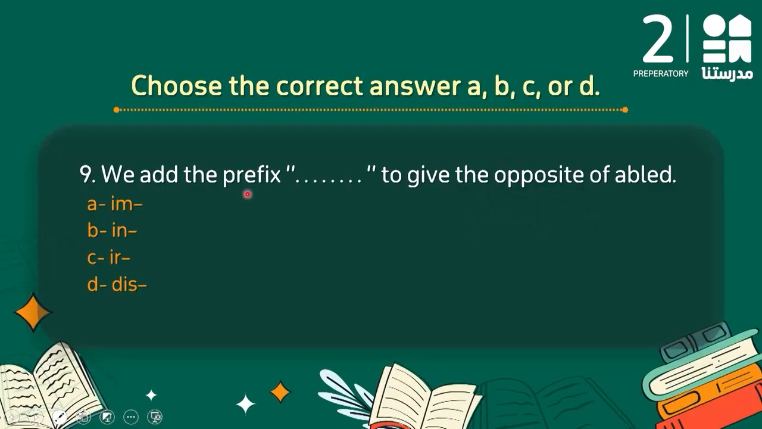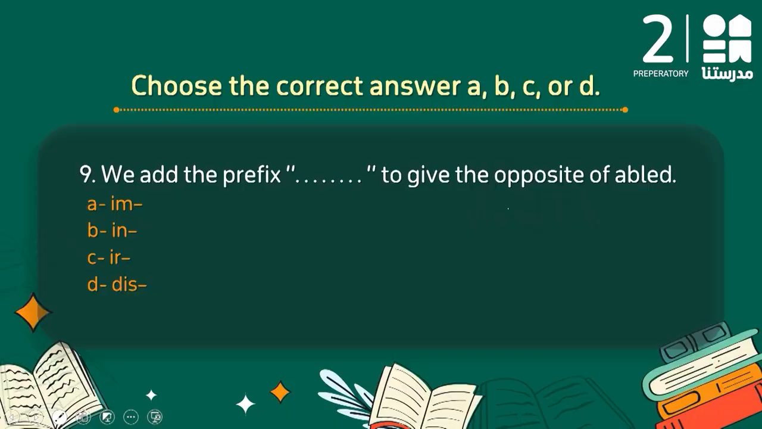We add the prefix, and here we are talking about word formation. So the prefix is the first part that I add to the word in order to change its part of speech and sometimes the meaning. To give the opposite of abled.